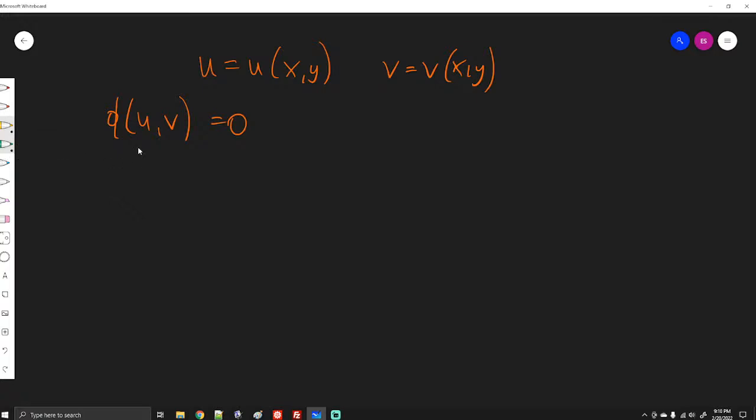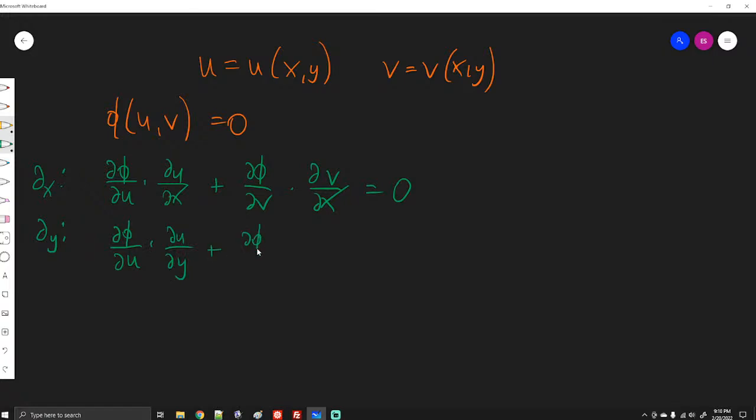But for now, I'm going to take the derivative of both sides with respect to x. If I do that using the chain rule, I get this. And the derivative with respect to y is going to be the same thing, but instead of x here and here, I'm going to have y. My aim now is to eliminate the partial derivatives of phi from these two equations. I'm going to solve this first equation for partial of phi with respect to v.